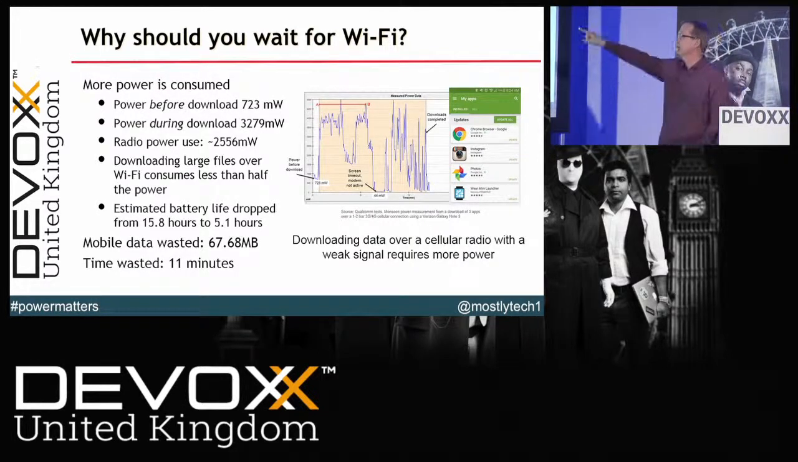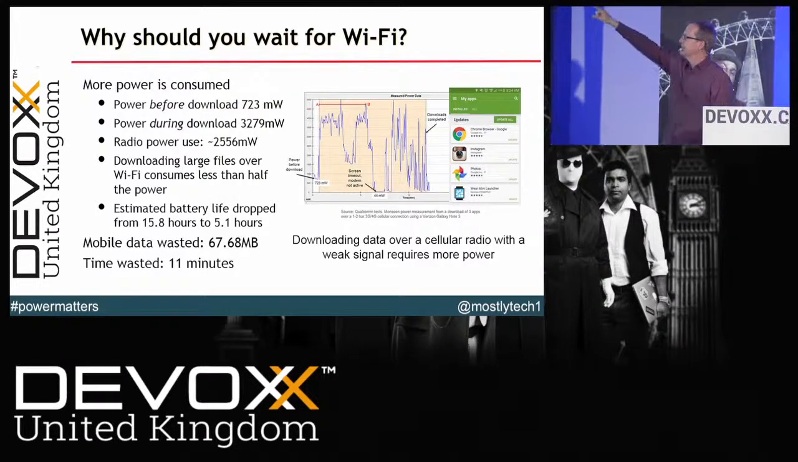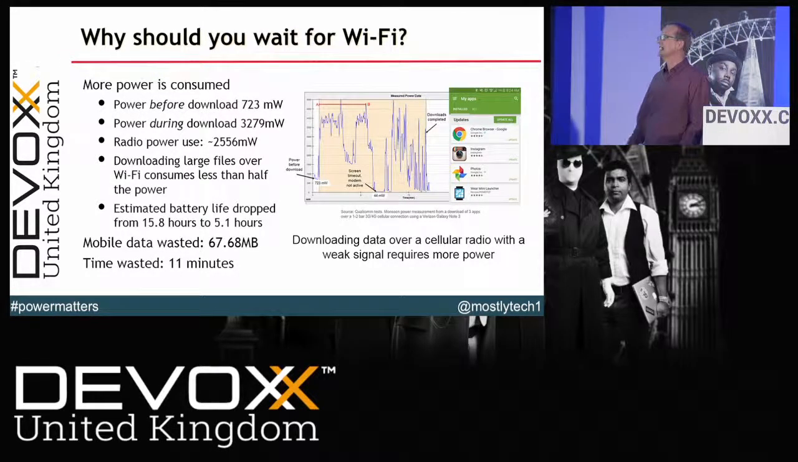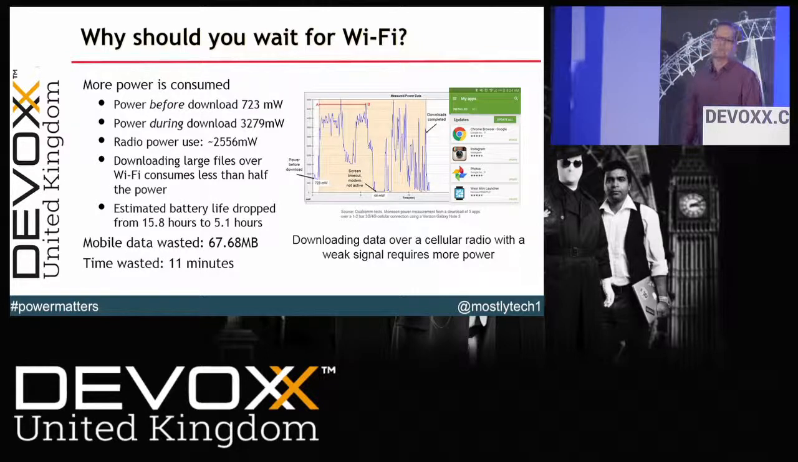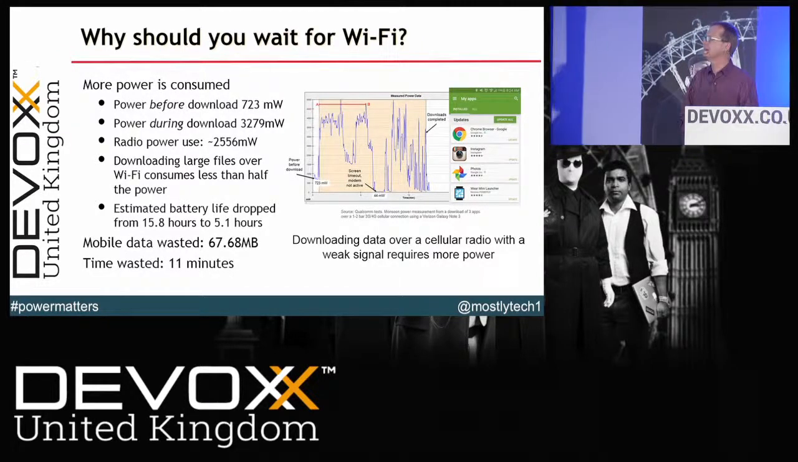So I found that before I started downloading, my device was using 700 milliwatts. From point A to point B, when the radio's mostly active, I see a jump to 3,279 milliwatts, a delta of 2.5 watts. For fun, I did a download test over Wi-Fi and found that it uses less than half the power. My estimated battery life dropped from 15.8 hours to 5 hours. I wasted 70 megabytes of my data, and wasted 11 minutes of my time.